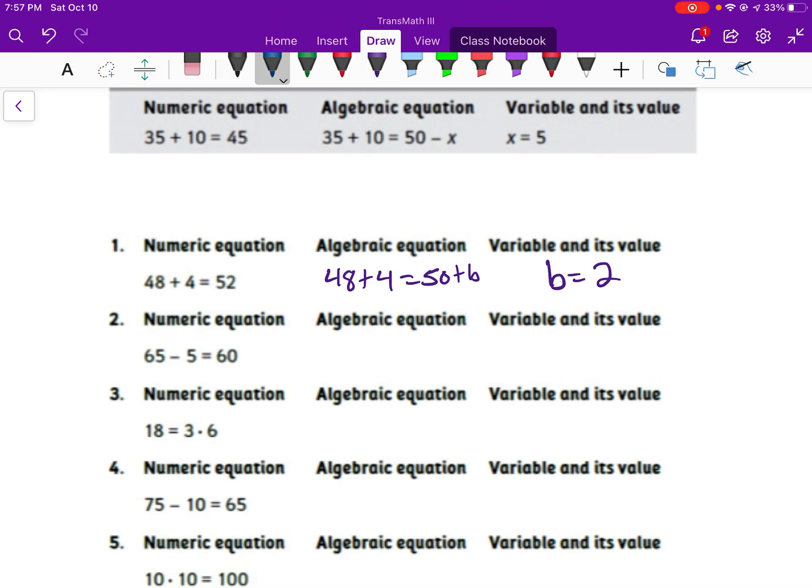Okay, so now this isn't the only answer you can have. These answers can vary so much. So it's not going to be one specific answer.